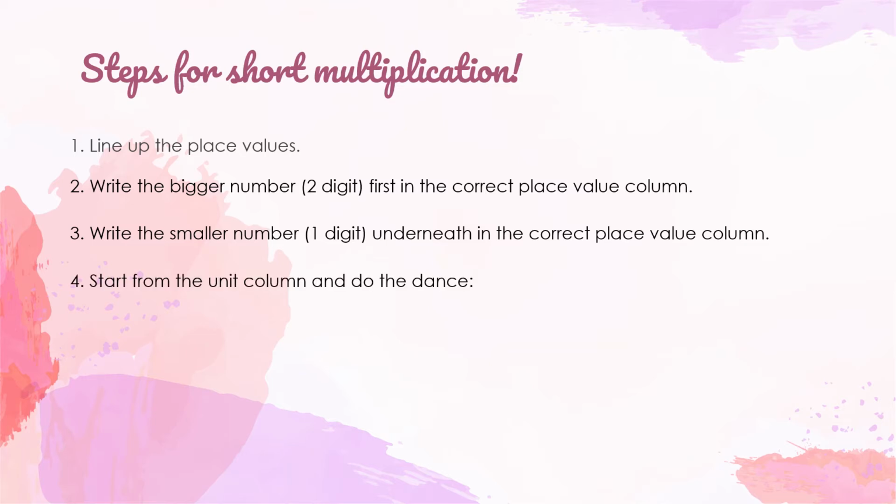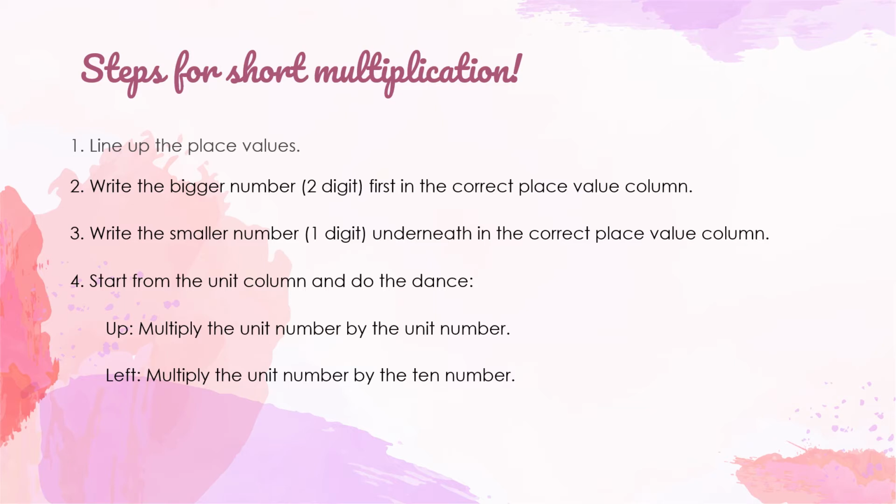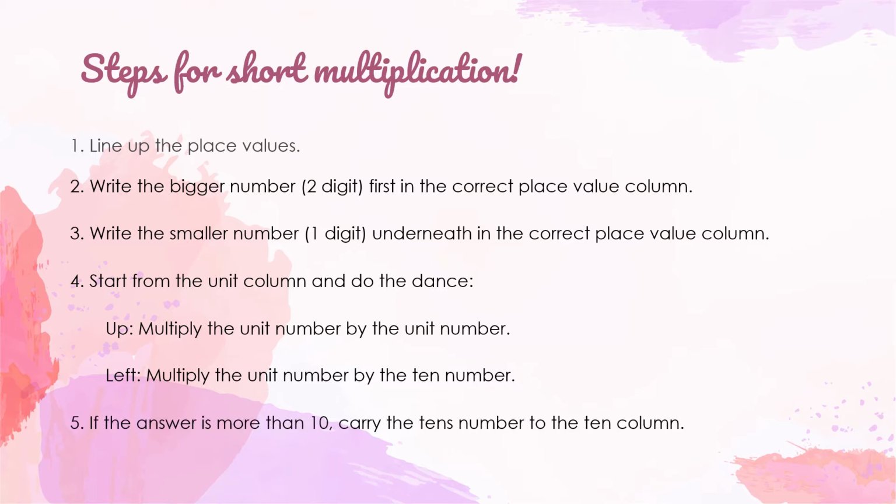Step 4, you're going to start from the units column and you're going to do the dance. The dance is up, which means you multiply the unit number by the unit number. And the next dance move is left. So you're going to multiply the unit number on the bottom by the tens number on the top.